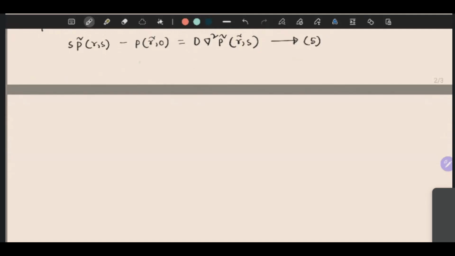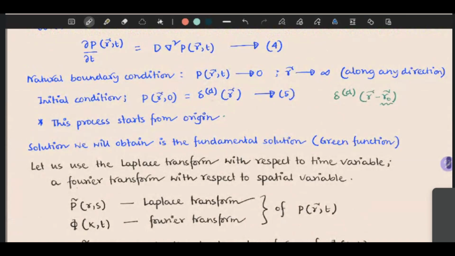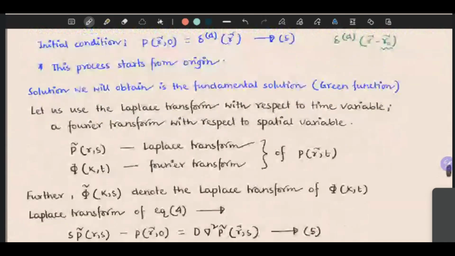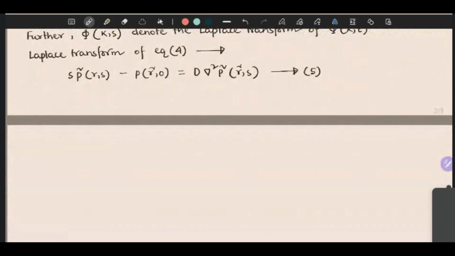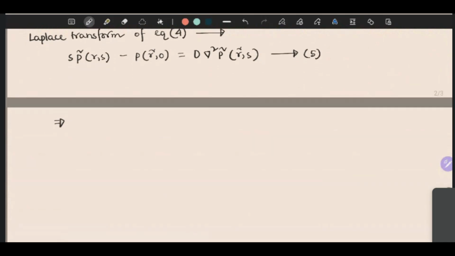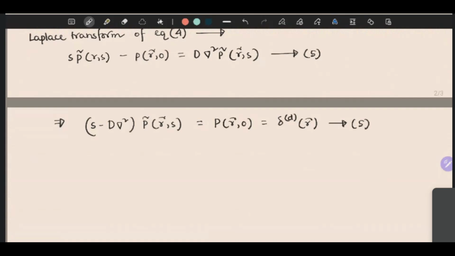Now we know this is PR naught, which we denoted here. So PR naught is delta D. If you shuffle this together, it becomes S minus D Laplacian of PR, S becomes PR naught, that becomes delta D of R. Always see, there is D means there is dimension.